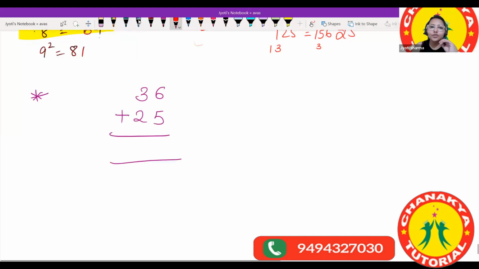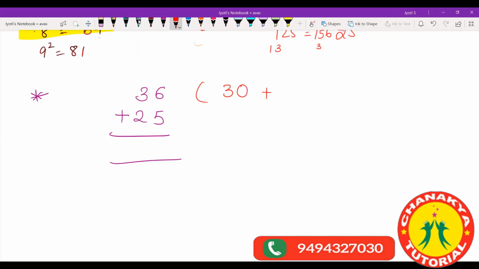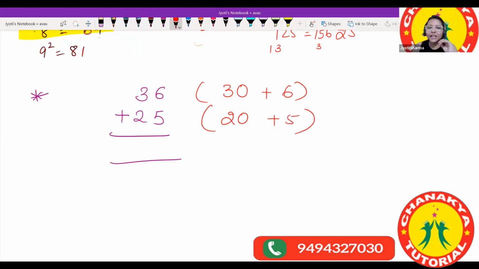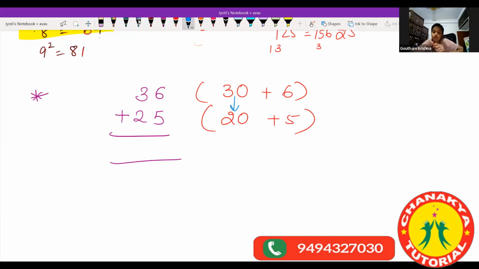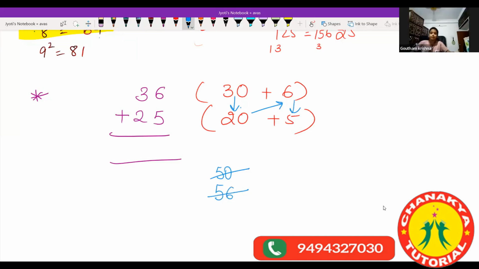So do you all know expanded form? What is the expanded form of 36? 30 plus 6. And 25 is 20 plus 5. Now, you are going to add in such a way. First, you add 30 plus 20. What is 30 plus 20? 50. Now, what is 50 plus 6? 56. What is 56 plus 5? 61. And you got your answer.